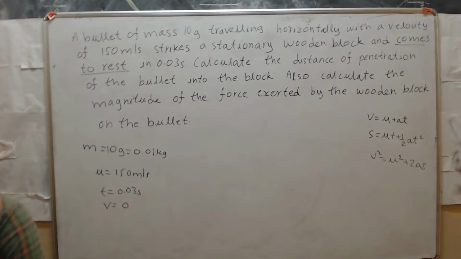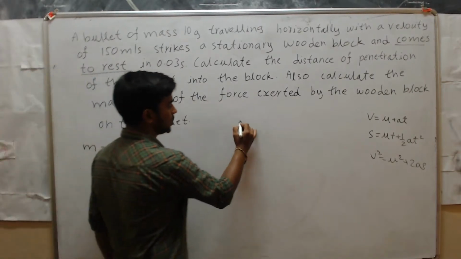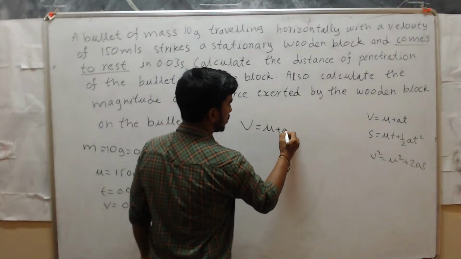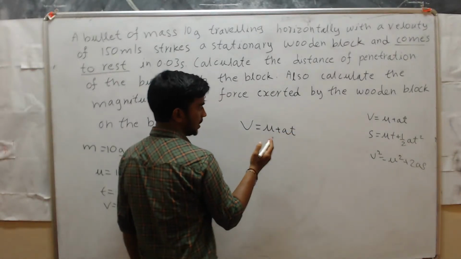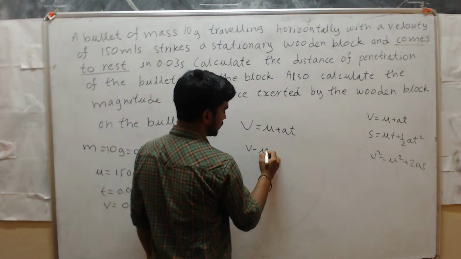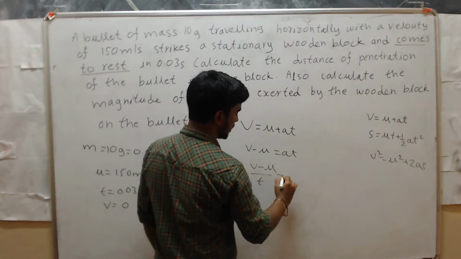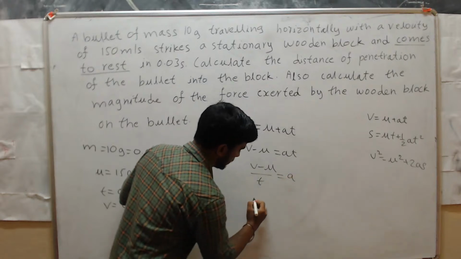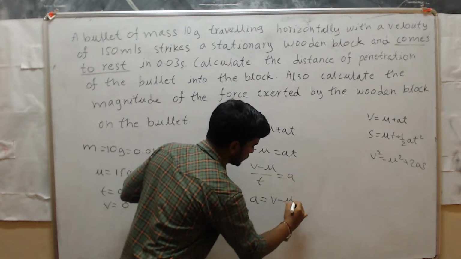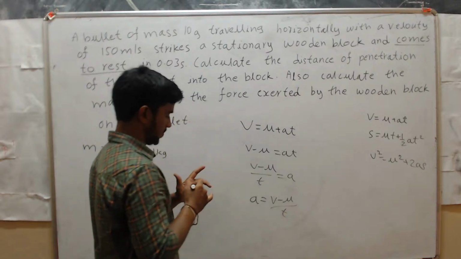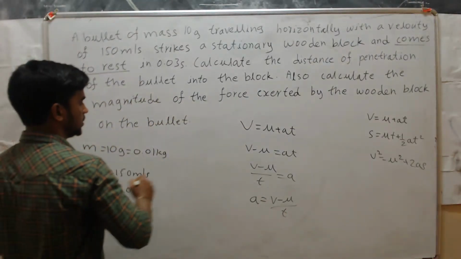First, what is the acceleration? So v equals u plus at. We need a here, right? So bring this side. That is v minus u equals at. Then v minus u divided by t equals a. Or we can write a equals v minus u divided by t. Okay.